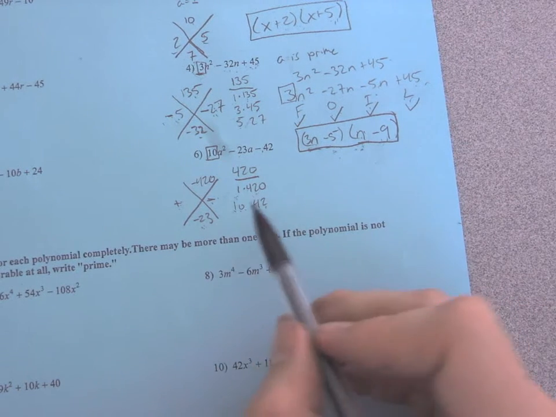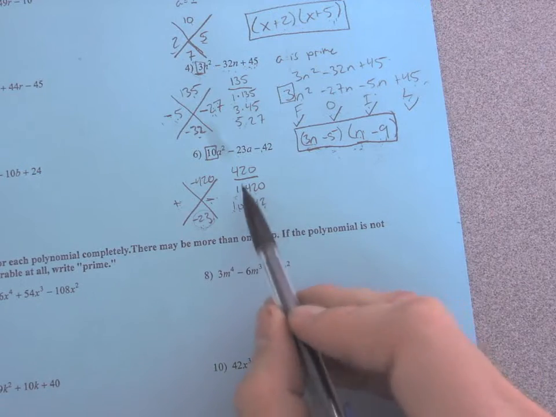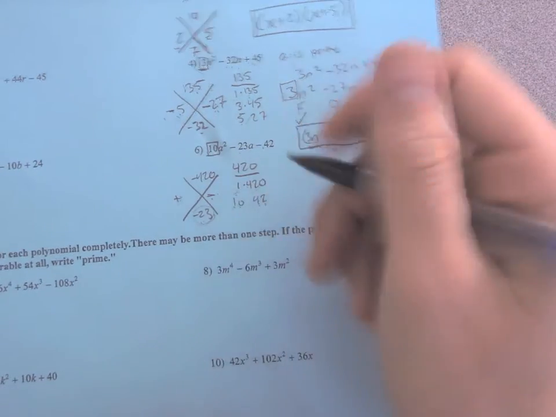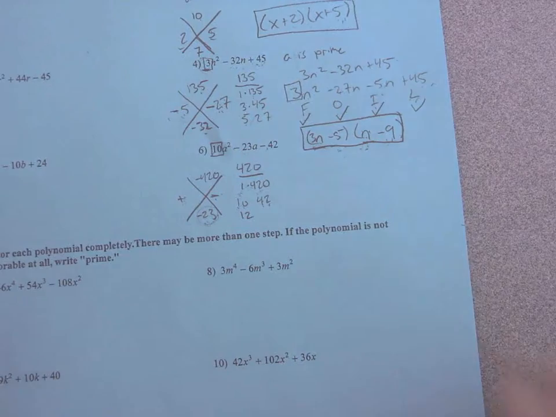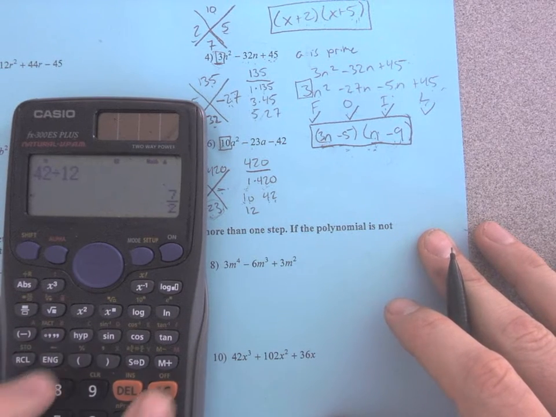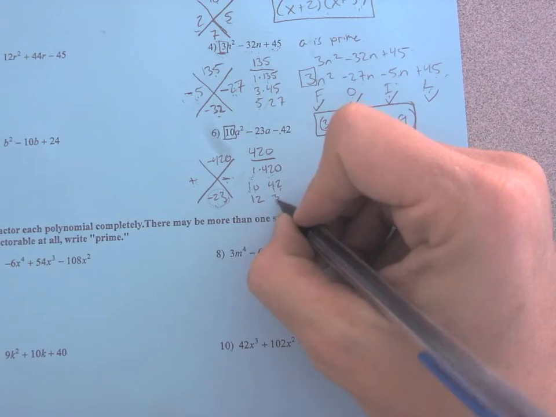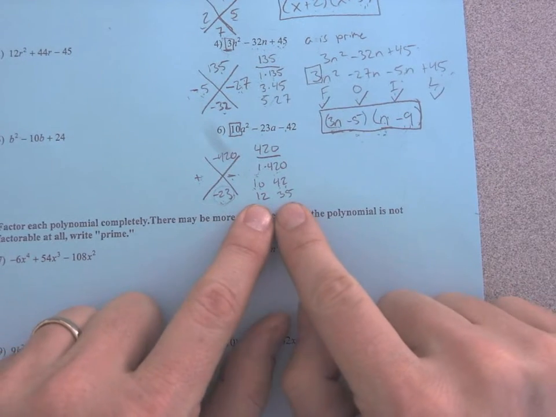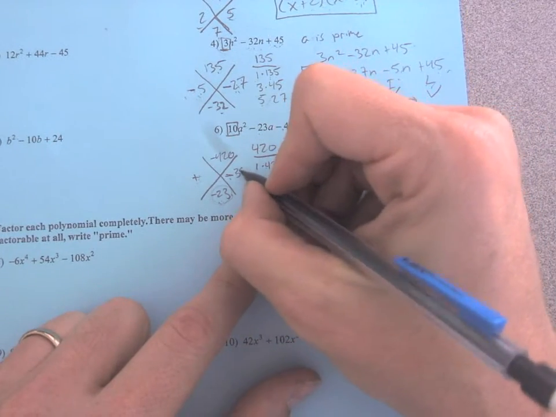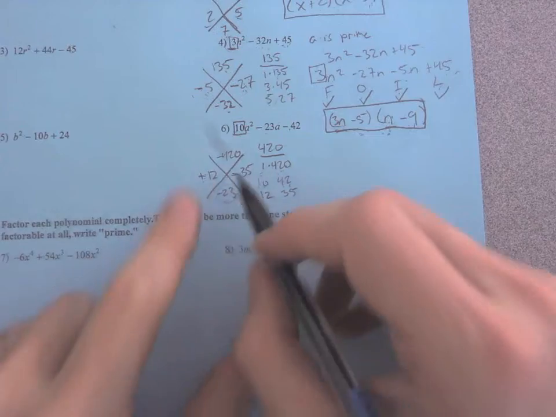Okay, now again, the smaller this number is, the closer these will be to each other. And these are too far away. So let's try, I don't think 11 goes in, let's try 12. So 420 divided by 12 is 35. And those are actually 23 apart. So, Jeopardy bell. All right, so these are the two magic numbers I need.